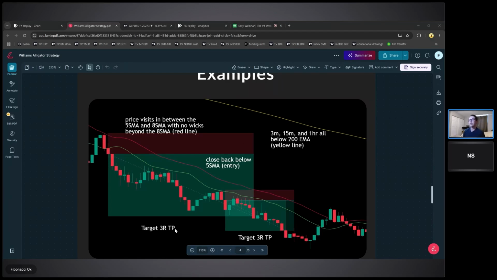As I was testing, targeting about 3R looks pretty good. Don't really need to do anything more complicated than that, and going break even after about 2R looks like it might work pretty well for EU. So pretty simple strategy, to be honest. Like I said, make sure that all 3 timeframes are in alignment on the 200 EMA. Look for a pullback into the zone, and then if it closes back on the other side, that's your entry. So that's the basics of it.